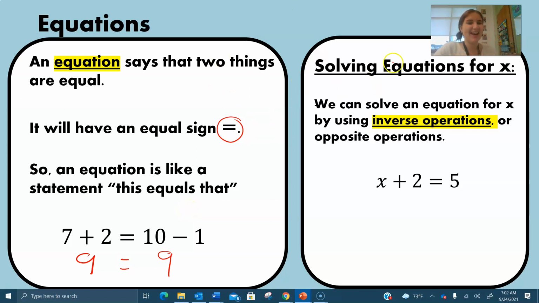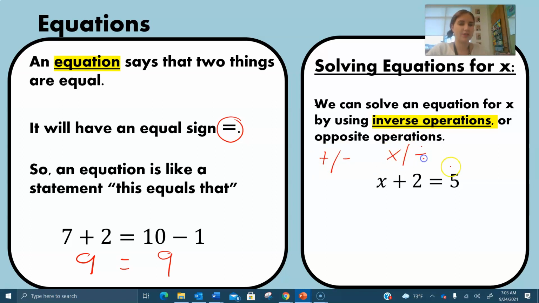And then we can solve equations if we have an unknown, or x. X we use to show that we have an unknown number. So we can solve an equation for x by using inverse operations, or just opposite operations. So addition is the opposite of subtraction, and multiplication is the opposite of division.